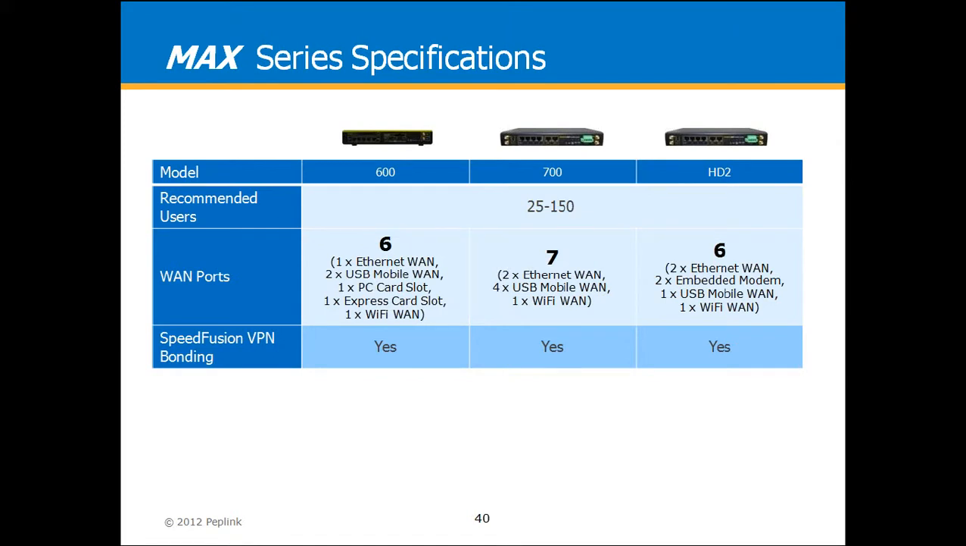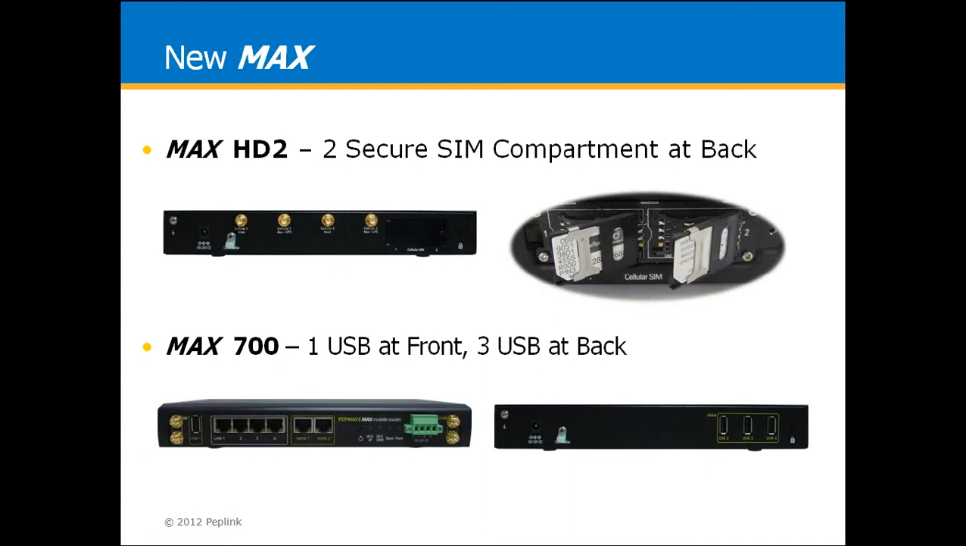The HD2 actually offers 2 embedded worldwide 3G modems right inside the device, as well as the 2 Ethernet WAN connections. There is still 1 USB port for a cellular modem on that one, and the Wi-Fi as WAN as well. And of course, all models support the SpeedFusion VPN bandwidth bonding.